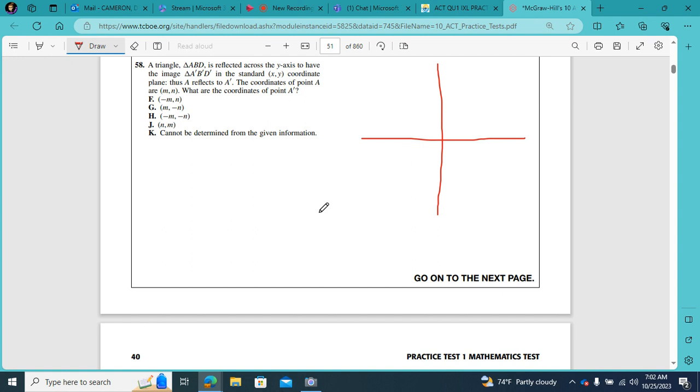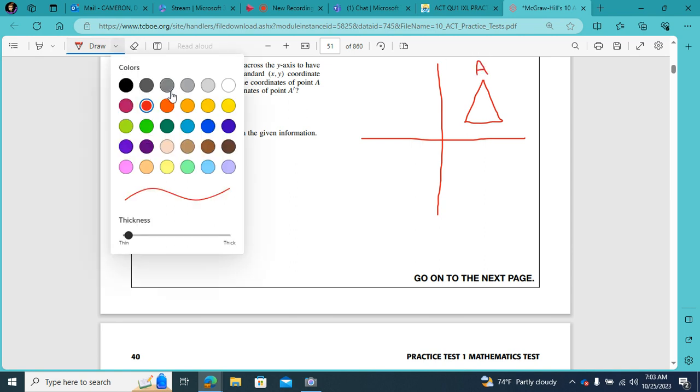And then triangle ABD is reflected across the y-axis to have the image A prime, B prime, D prime in the standard XY coordinate plane. Thus, A reflects to A prime. The coordinates of point A are M, N. What would the coordinates of point A prime be? So if I had this triangle, and point A was here.